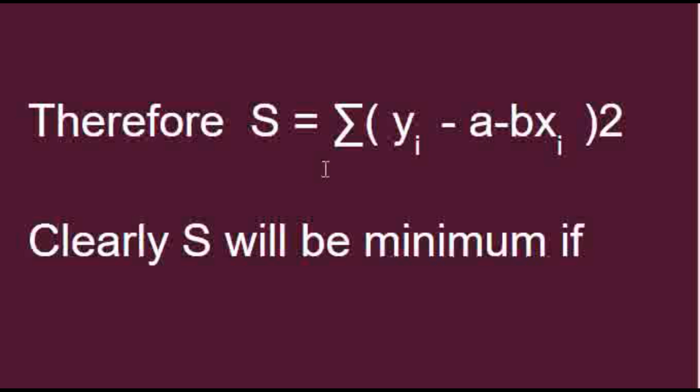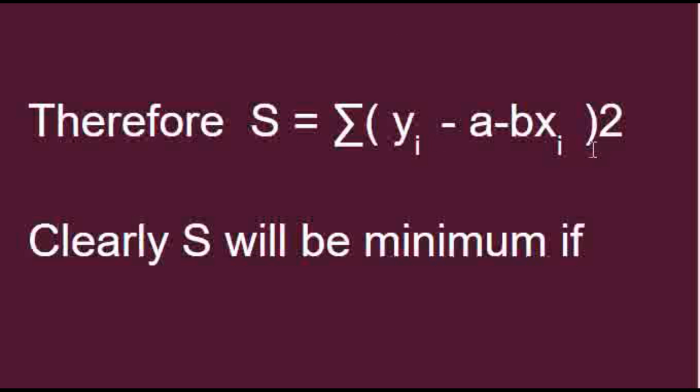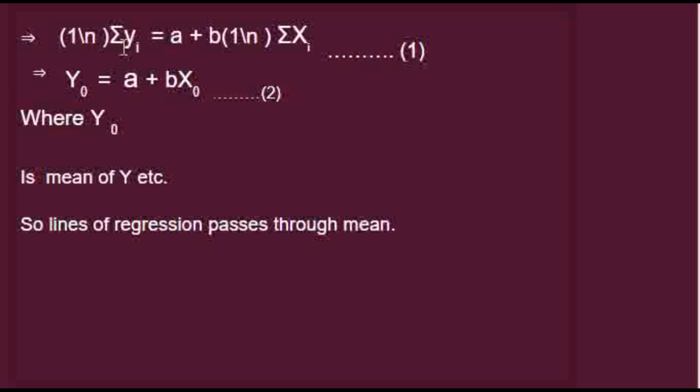So clearly s will be minimum if the partial derivative of s with respect to a equals 0 and the partial derivative of s with respect to b equals 0. For the partial derivative of s with respect to a equal to 0, we differentiate partially this expression with respect to a, we get minus summation 2 times (yi minus a minus bxi) equal to 0, or summation yi equals n times a plus b times summation xi, which means 1 over n summation yi equals a plus b times 1 over n summation xi.